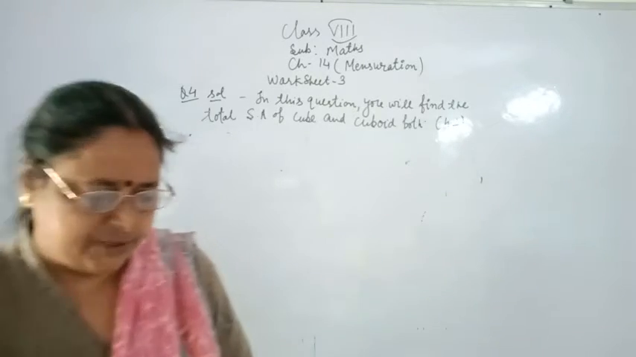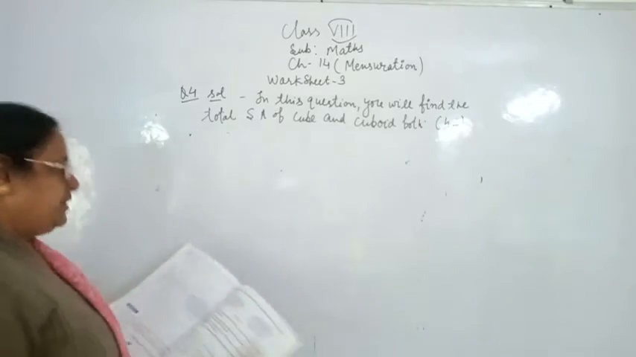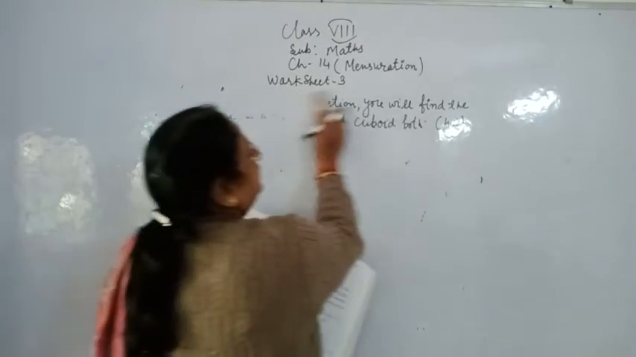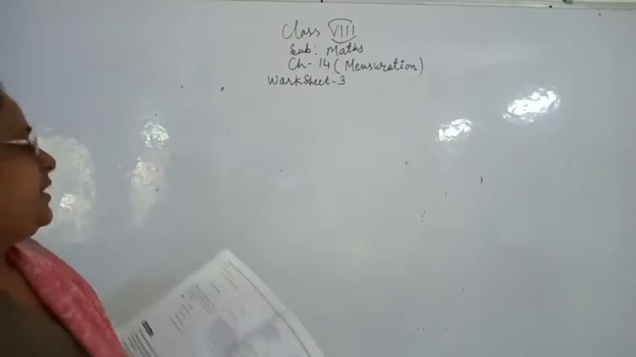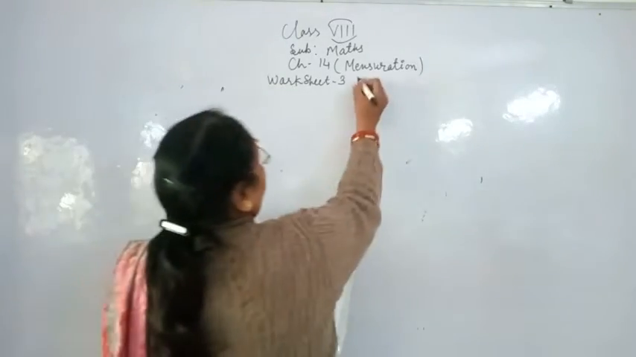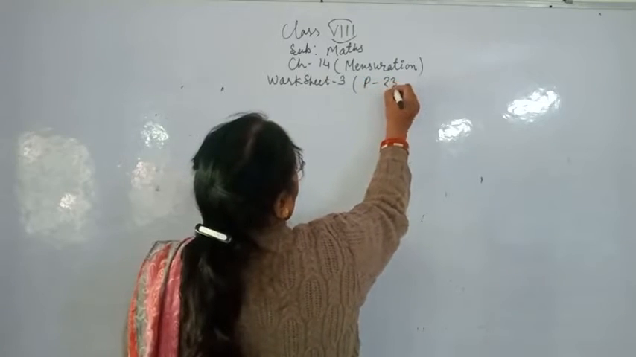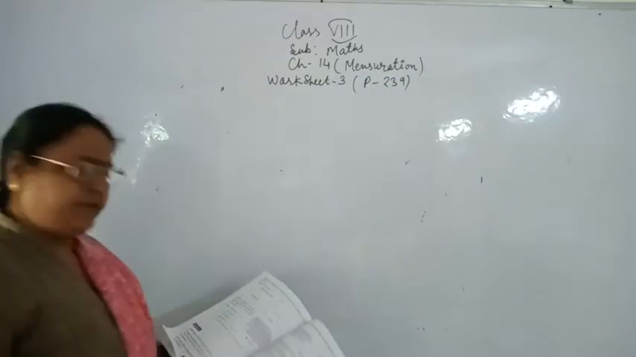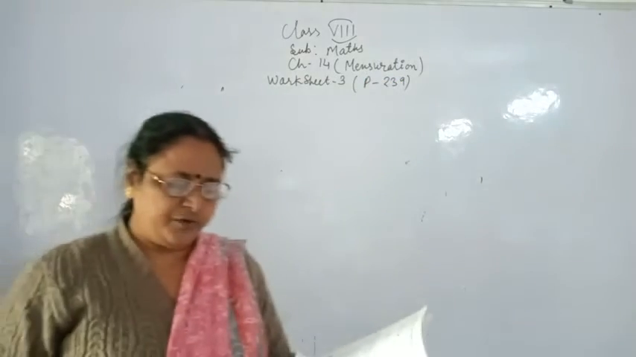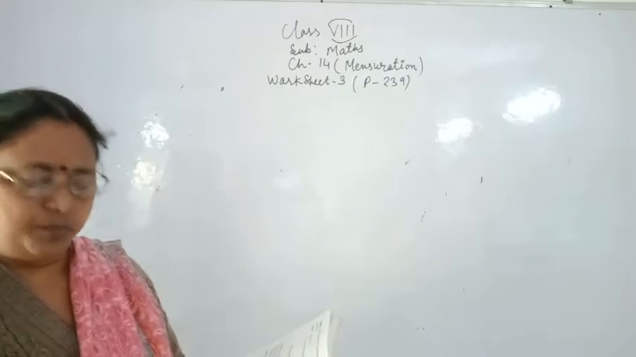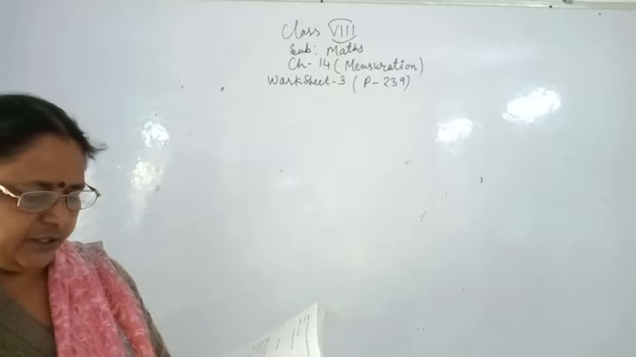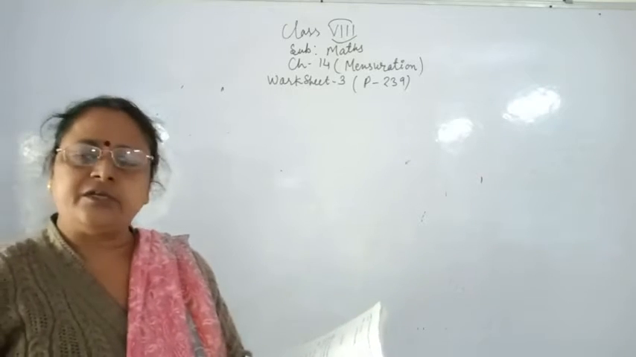So now I am starting with question number 5. Open your book, worksheet 3, page number 239, and start with question number 5. Now what is question number 5? The dimension of an oil tin. Have you seen the oil tin? It is in the shape of a cuboid. Find the area of the tin sheet required to make 20 such tins.